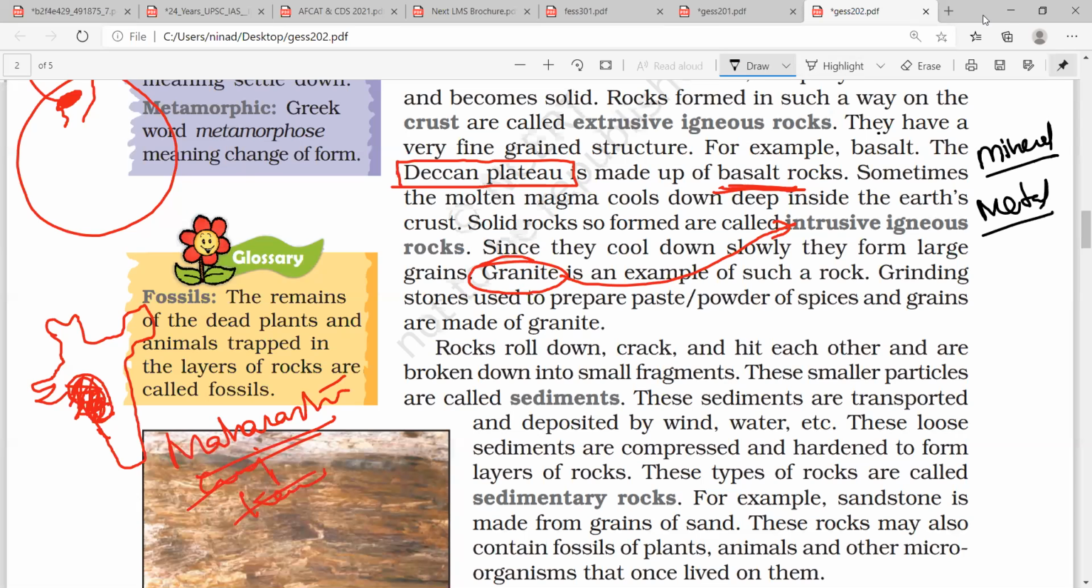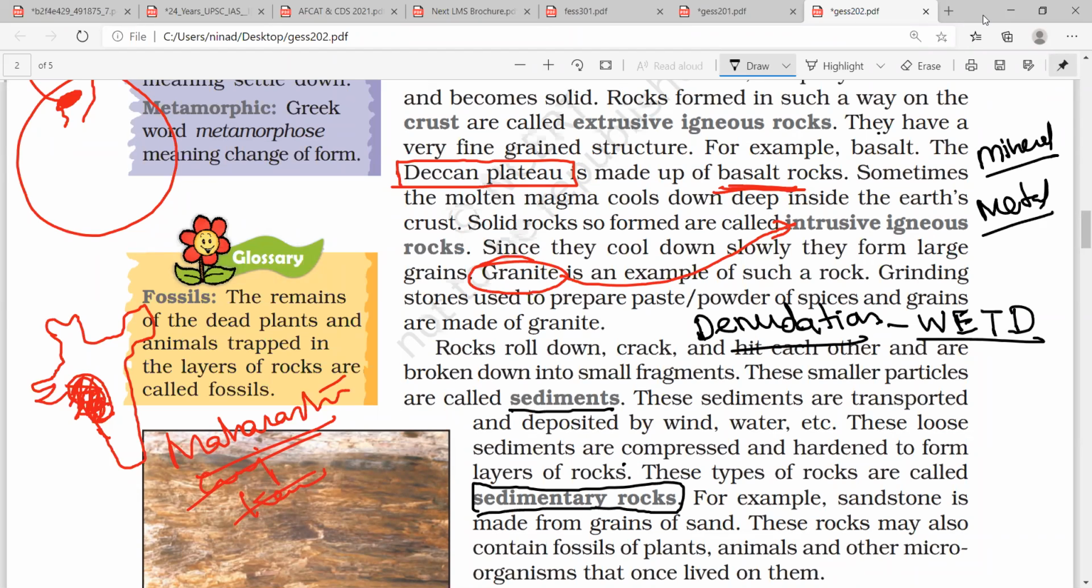Okay. Then the second type of rock is known by the name sedimentary rocks. First is igneous rock. Second is sedimentary rock. Sedimentary rocks happen because of the process called denudation. Denudation means weathering, erosion, transportation, and deposition.